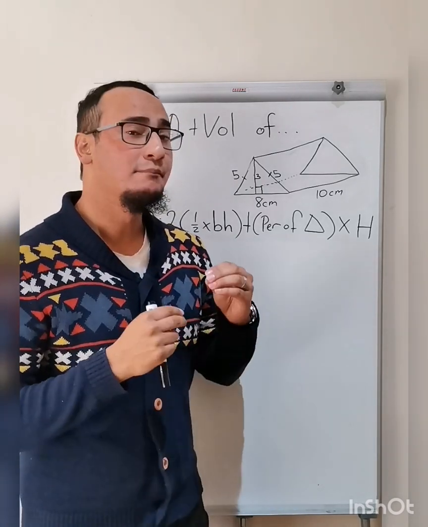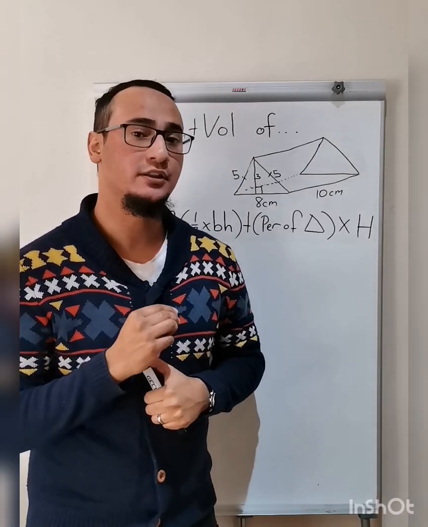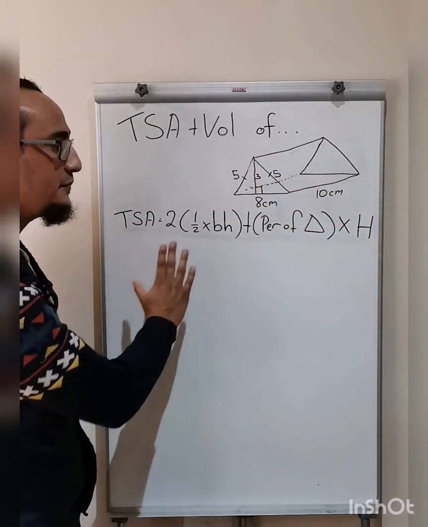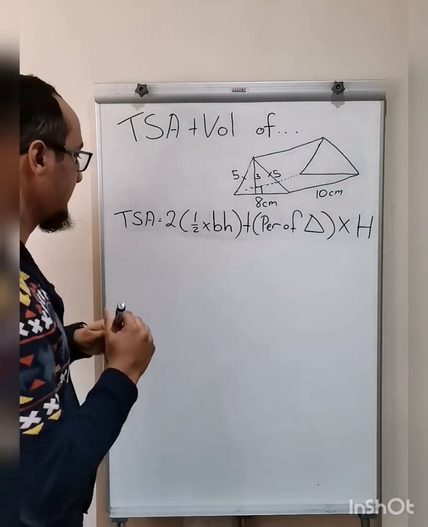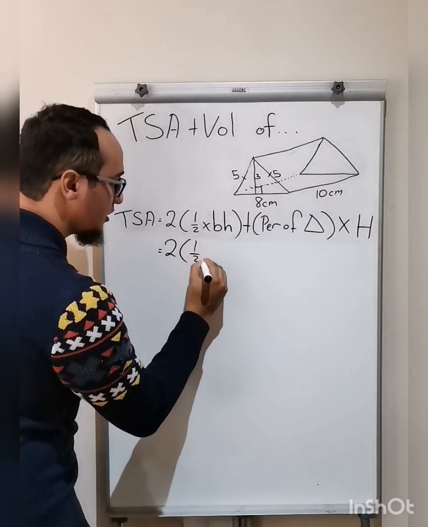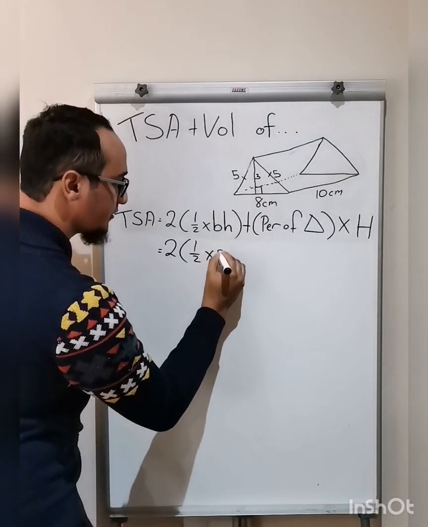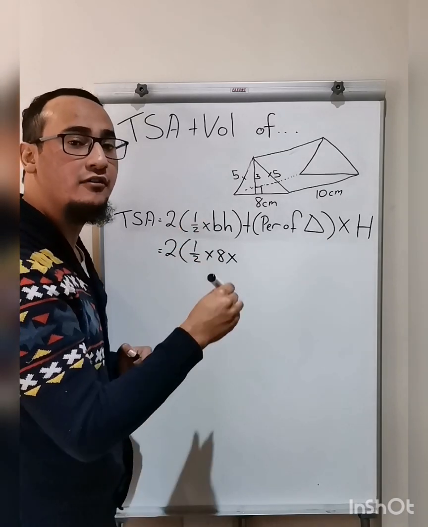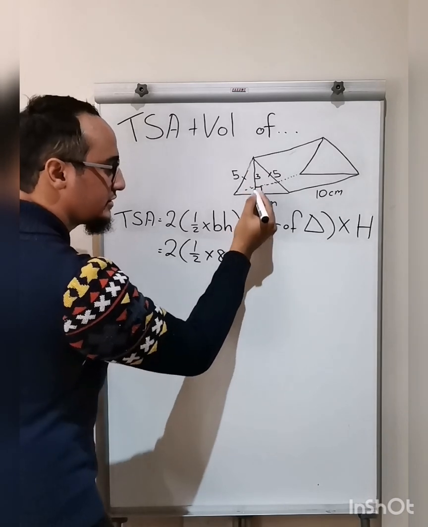In this case, most likely the length or the height of the prism will always be the largest number in your diagram. In this case, it is 10 centimeters. From there, I substitute, calculate and complete it easily with 5 marks. So 2 multiplied by half. What's the base over here? This is the base of my triangle, which is 8. Then I have a lowercase h, which is the perpendicular height of my triangle, and that is 3 centimeters.